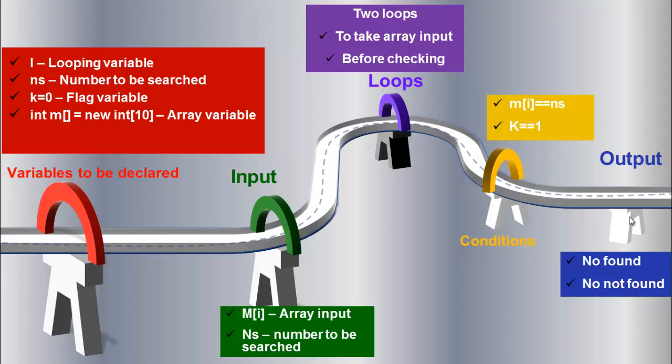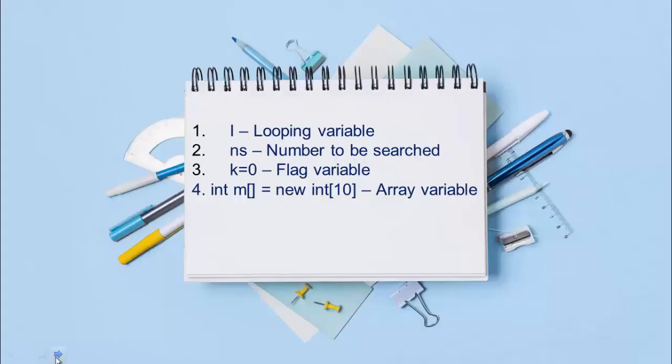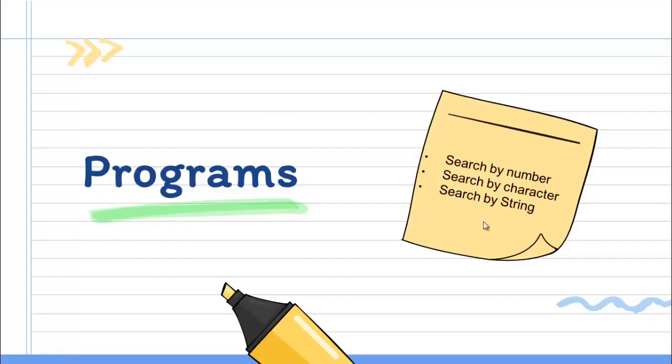Okay, the fifth one is the output. The output will say whether the element is found or not found. So these are the variables we have discussed, four variables: i, ns, k equal to 0, and m of i, that is the array variable. Now we are going to learn each and every program by executing it.